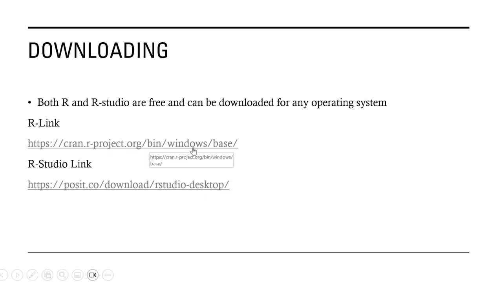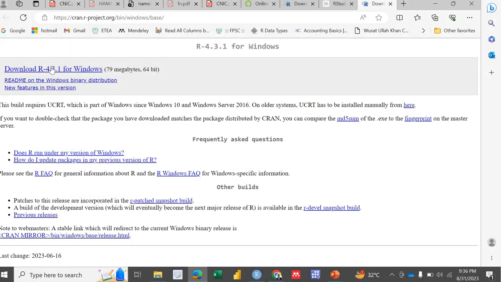So these are the links. If I click on this link, this is actually the link for R for Windows. You just have to click on this. The newest updated version of R is actually version 4.3.1. So again, you can find it for the other operating systems as well. So it is free for every operating system, right?